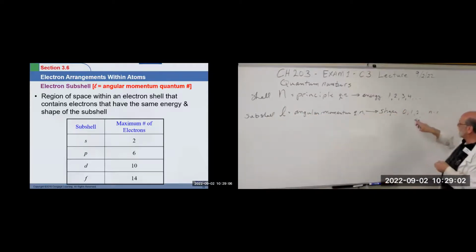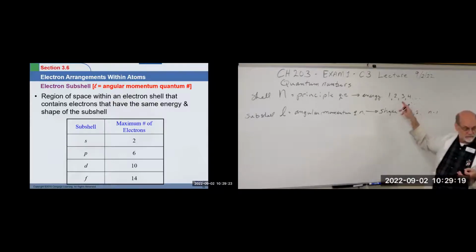For this one, you can have 0, 1, 2, and 3. Right? Because 3 is n-1, 4 minus 1. That's as high as you can go. Okay? So you can have 4 subshells, 0, 1, 2, and 3. For 3, you can only have 0, 1, and 2. Right? For 2, you can only have 0, 1. And for 1, you can only have 0. Okay?